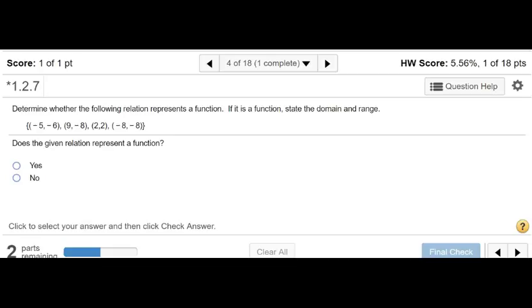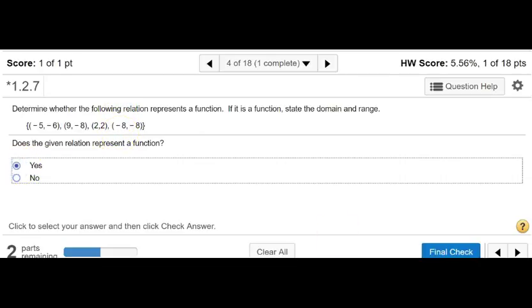Here's what one of the questions will look like based on that information in your math lab assignment. The first part will say, is this a function? Well, I see x equals -5, x equals 9, x equals 2, and x equals -8. Since none of the x values are repeated and assigned to two different y values, it is in fact a function.